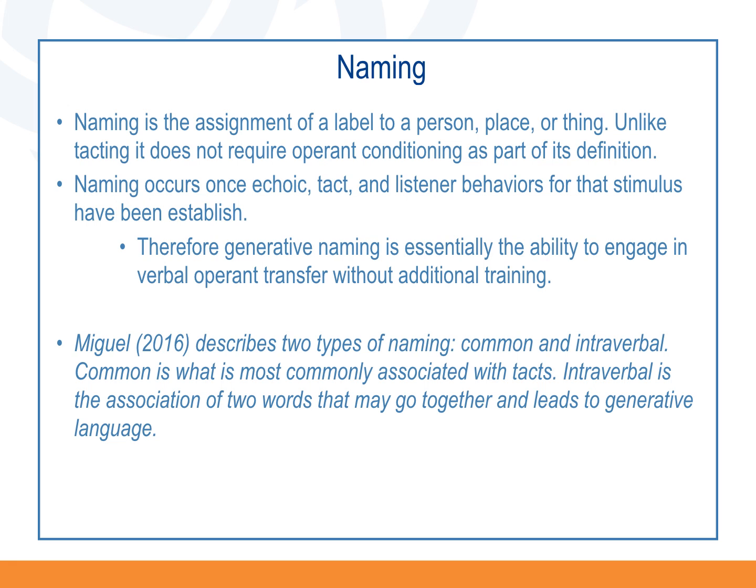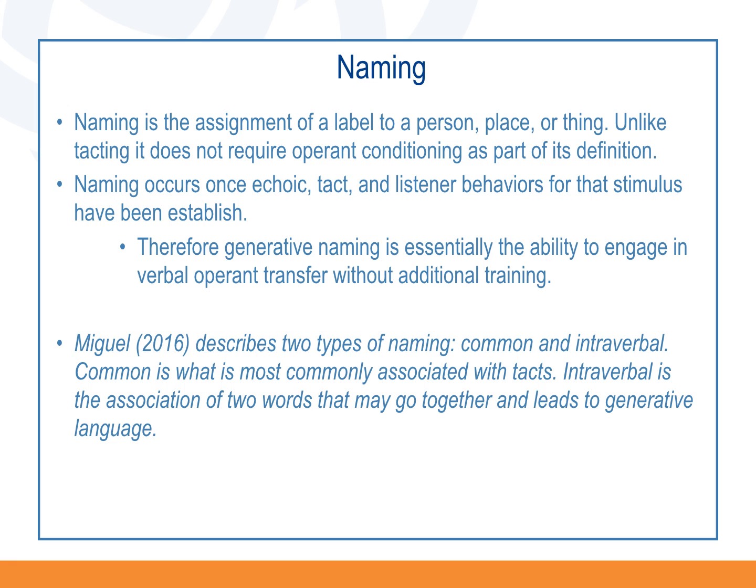So they tell you, go get a cup. You can get the cup, you can label a cup, and you can say cup to yourself. You can echo cup. So Miguel, who did a lot of the work on naming, describes 2 different types: common naming and intraverbal naming.